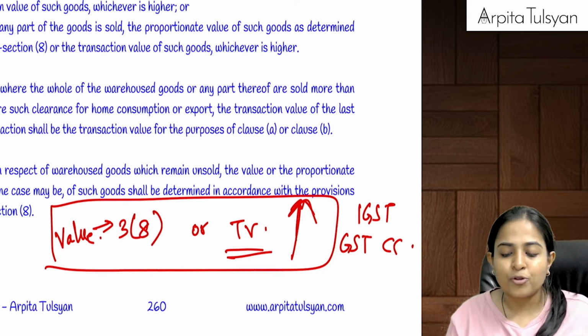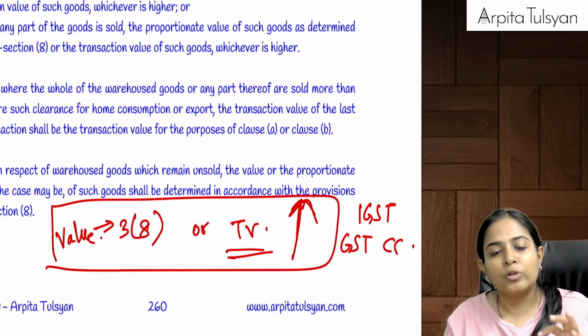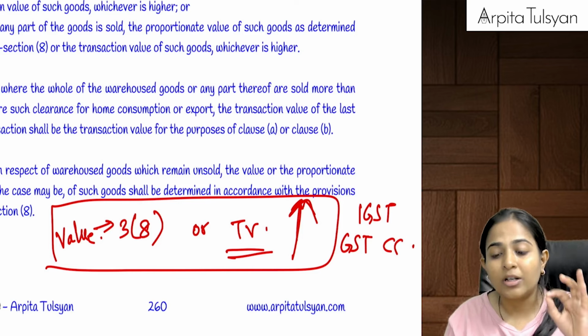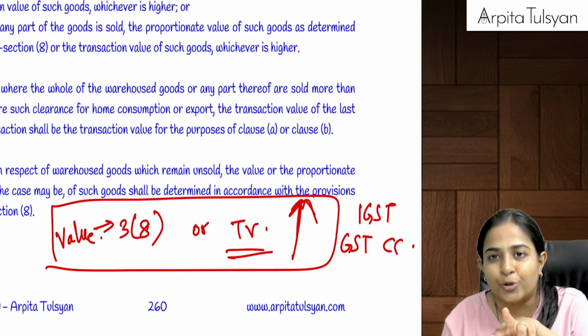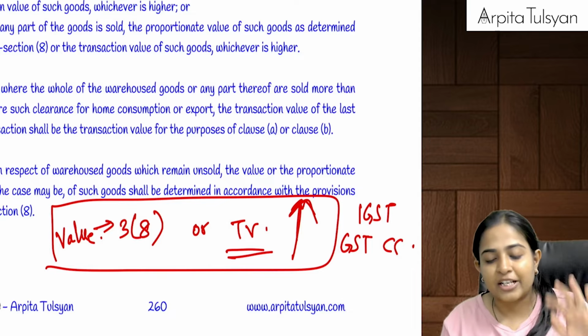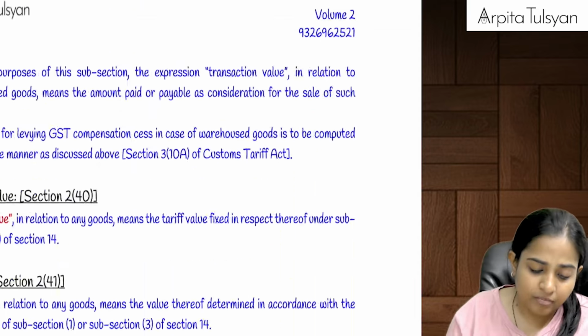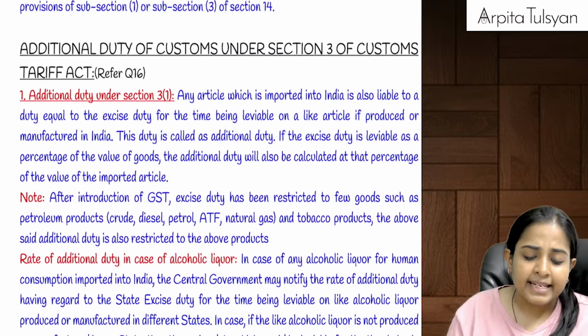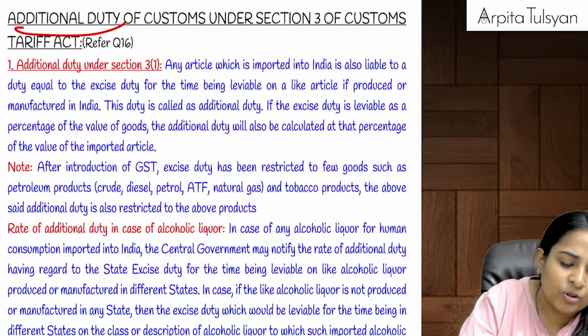But when are we supposed to do this? We are supposed to do this only when we are talking about duties on warehoused goods. Okay, if nothing is specified, then by default, calculate it as per section number 3.8. Are you clear till here, everyone? Yes? Okay, then after that, going on to the additional duties.